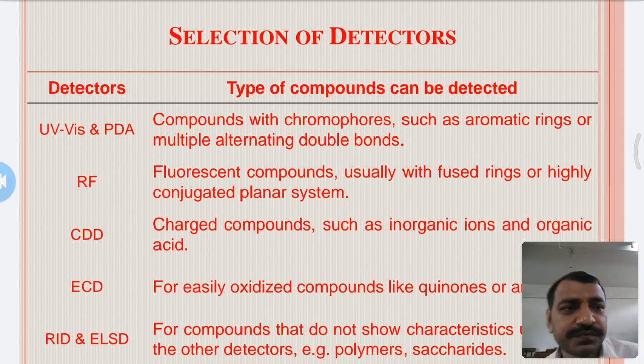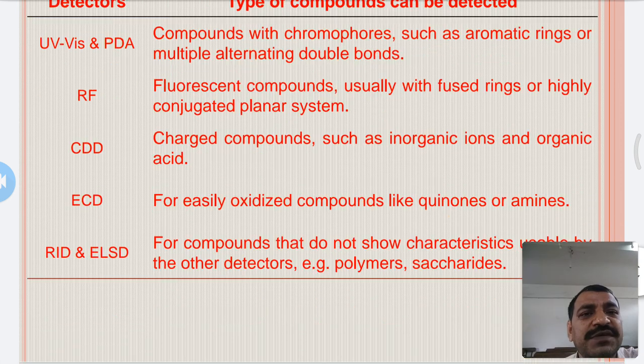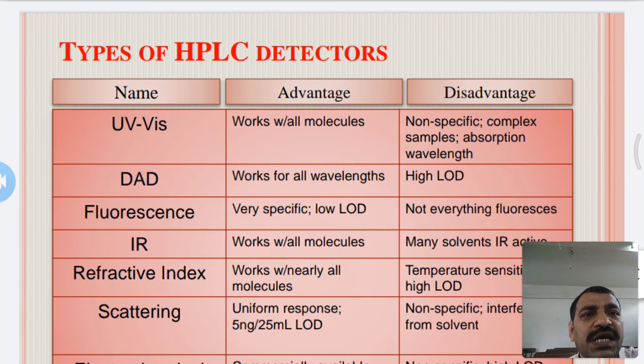So next is the CDD type of detector, and charged components such as inorganic ions and organic acids, those compounds we use a CDD type of detector. Next is the ECD detector. These detectors are used for easily oxidized compounds like quinoline, etc. The last detectors are RI and ELSD types of detector. These types of detectors are used for components that do not show characteristics for other detectors, for example polymers, saccharides, etc. So the selection of detectors depends on the type of compounds present in the analytes. These are the different types of detectors used in HPLC.